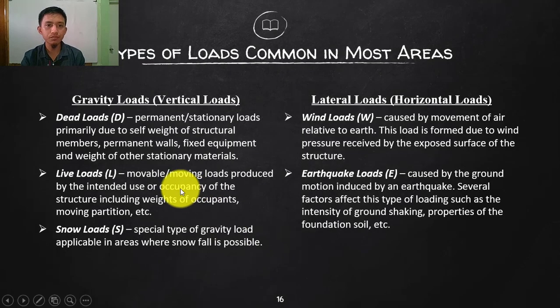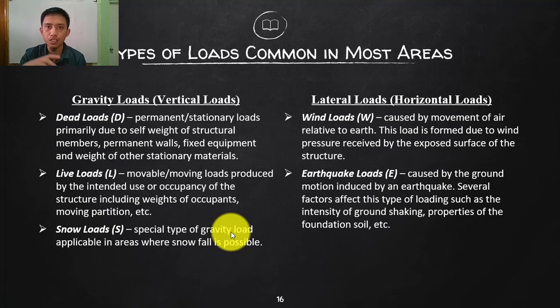Now, types of loads common in most areas. So these are types of loads common in most areas, but these are not all. There are others, what we call special loads. It depends on the type of the structure, especially those special structures. If you say special structures, these are just special for that certain purpose.